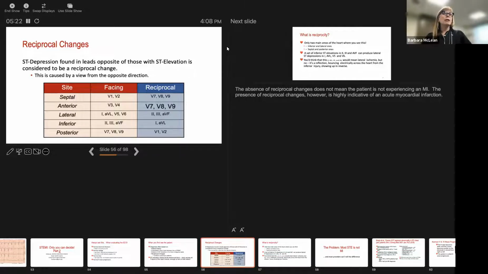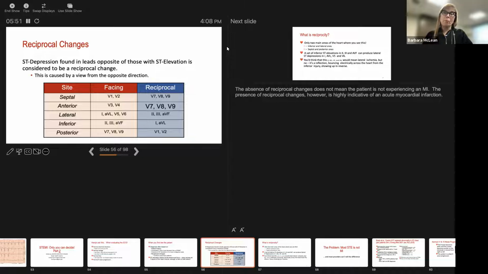But the problem is the only time we actually see pure reciprocals is with inferior and lateral, because everything else requires posterior evaluation. We're not doing that normally. So really important to remember, the only place you see true reciprocals are inferior and lateral, which are in direct opposition from each other. Everything else that you're doing across the front of the chest, you can only see reciprocals on the back of the chest and the posterior surface.